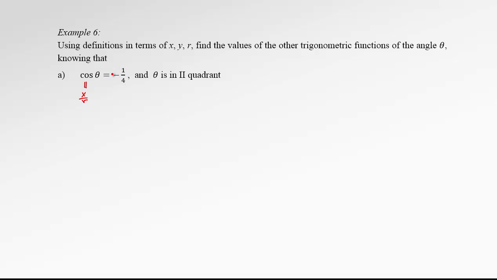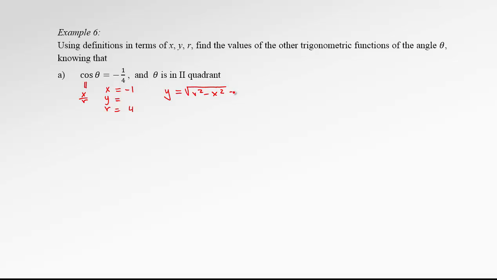Therefore, if cosine of theta is given as negative 1/4, we can assume that r is 4, as it must be positive, and x is negative 1. Now we can list the x, y, and r. X is negative 1, r is 4, and y comes from the Pythagorean equation. X squared plus y squared equals r squared. Therefore, y by itself is the square root of r squared minus x squared.